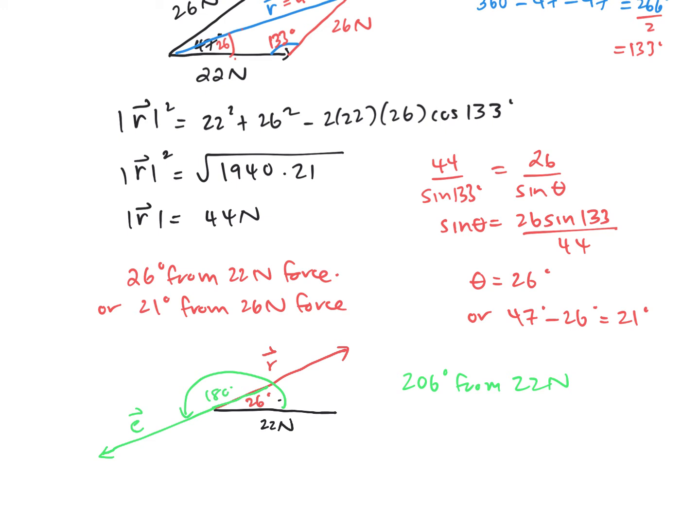If I were doing it from the 26, which was here, remember this was 21 degrees. So in relation to the 26 Newton force, I would do 180 minus 21, because it would just be this angle here. So I'll just put equilibrant here. So in relation to the 26, I would do 180 minus 21, which would be 159 from the 26 Newton. Okay, so remember the equilibrant goes in the opposite direction from the resultant and has the same magnitude.